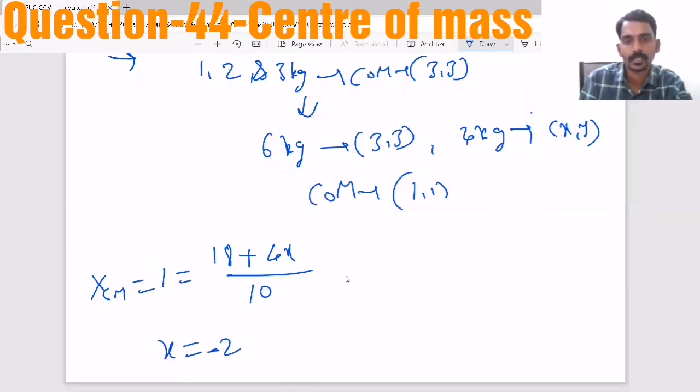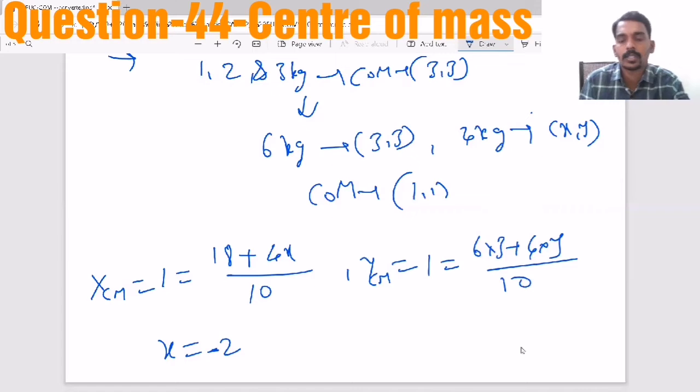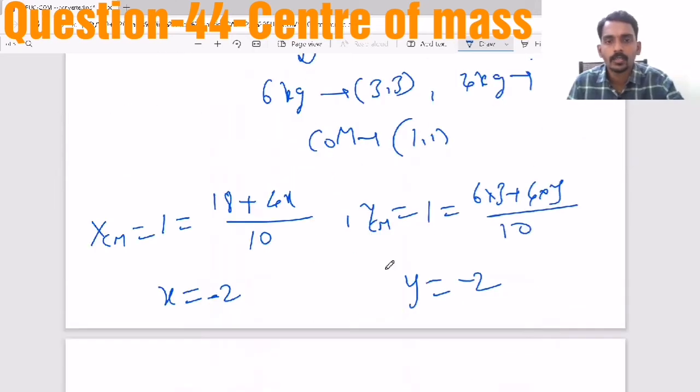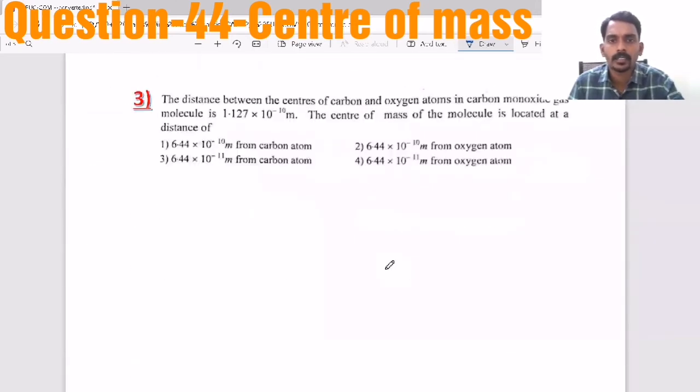Sorry, minus 2. Similarly, YCM, if you take, YCM also is 1. That is 6 into 3 plus 4 into Y. Again 6 plus 4, 10. Then Y also you will get as minus 2. So minus 2, minus 2. So that way you need to understand.